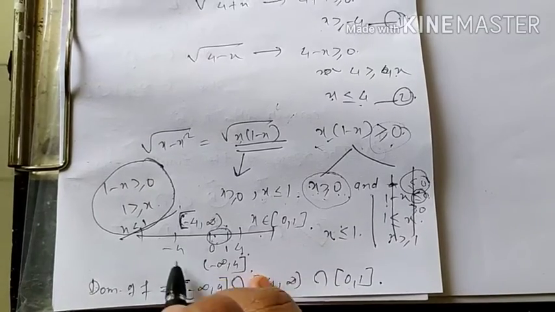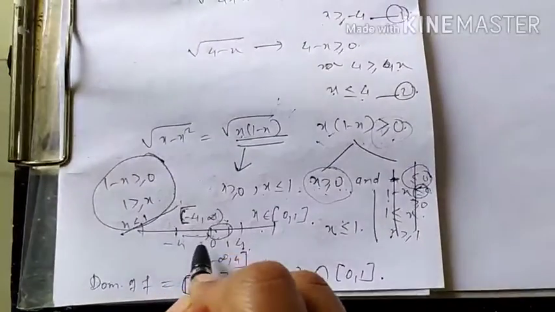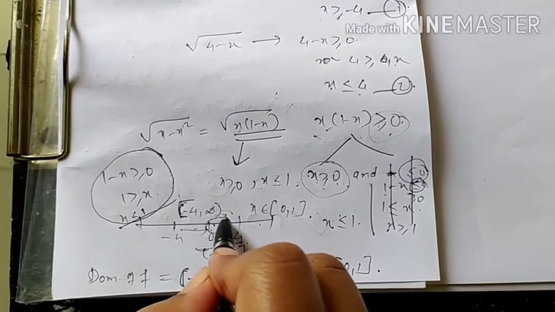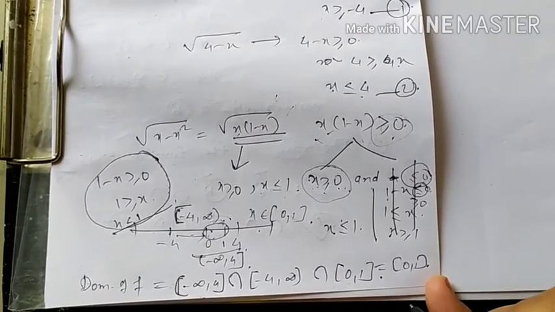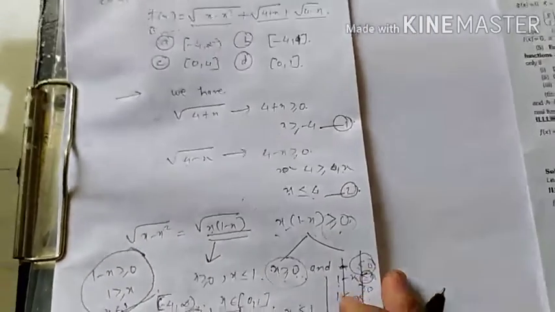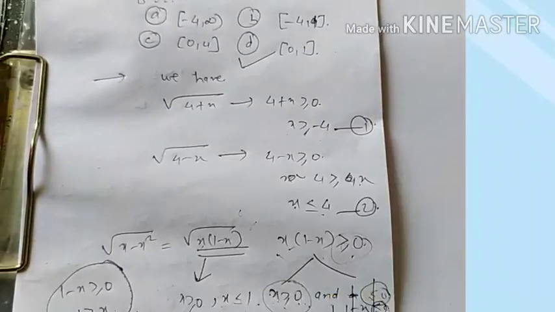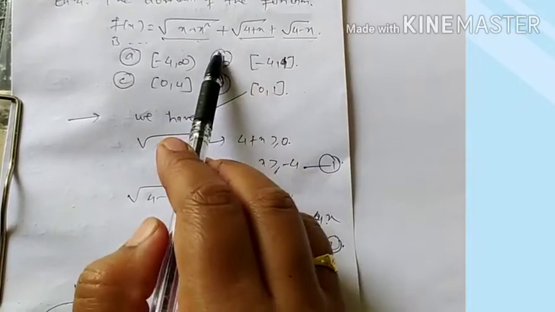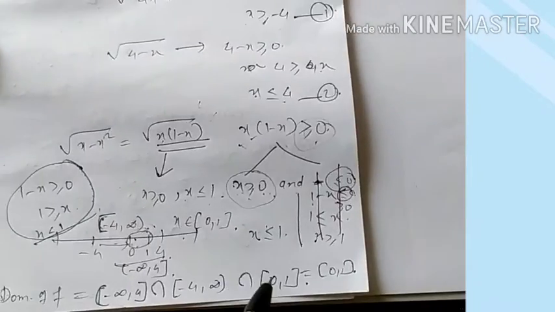So the intersection of this, minus 4 to infinity, this minus infinity to 4, and 0 to 1, the intersection will be this part only, close 0 to 1. Getting? So what is the option then? Option number D. Okay, so if we take all the expressions separately, then we are getting all these intervals, but don't make confusion, the intersection will be only 0 to 1. Getting, student? Any doubt?